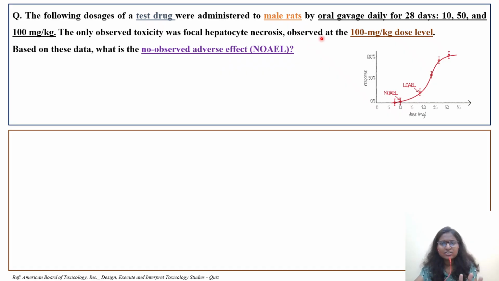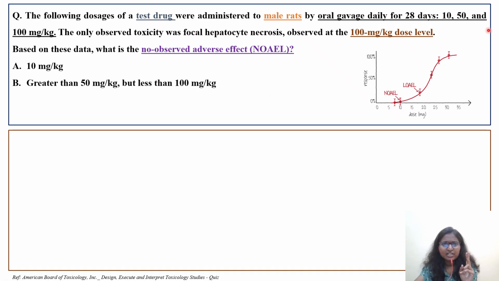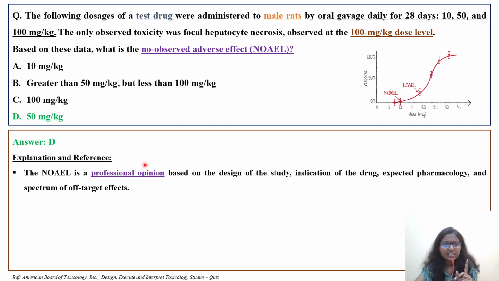So like this, you will get it in your exam. They will give you a case study, they will give you the doses, and they will ask you to derive the NOAEL based on the data. So let's see what options they are giving. Option A is 10 mg per kg. Option B is greater than 50 mg per kg but less than 100 mg per kg. Option C is 100 mg per kg, and option D is 50 mg per kg. So the right answer, as you can see in the green text, is option D, which is 50 mg per kg.